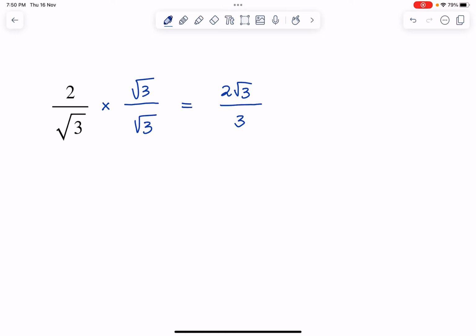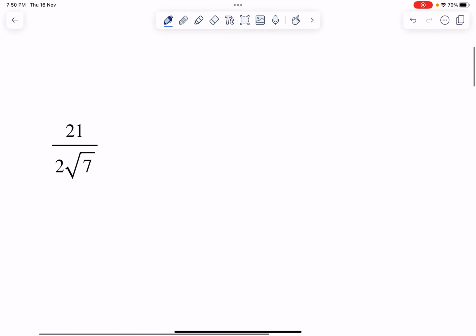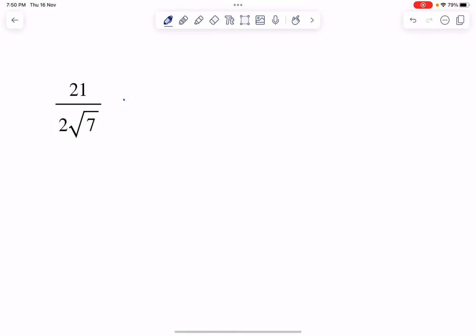All right, so the next example, we have 2 root 7 on the denominator. So it is not necessary to multiply by 2 root 7 over 2 root 7. We will only need to multiply it by root 7, so the one with surd itself, okay? Then in this case, we will have on the numerator 21 root 7, and as denominator we have 2 times root 7 times root 7, which is 7.